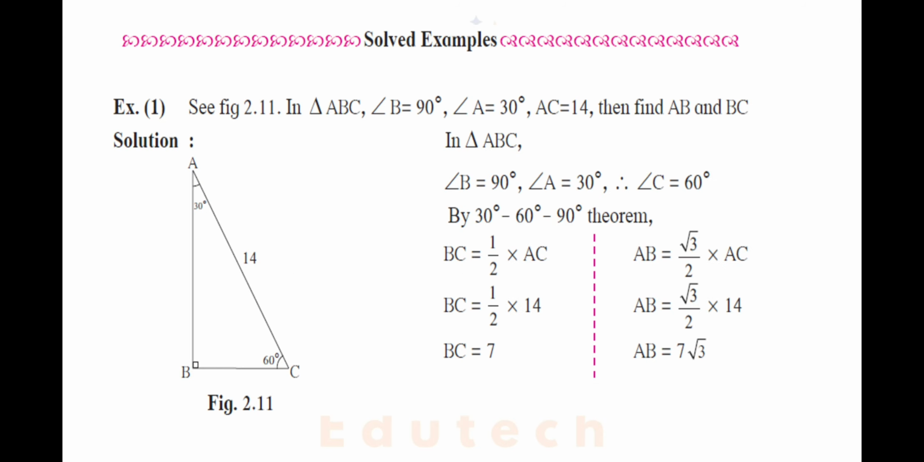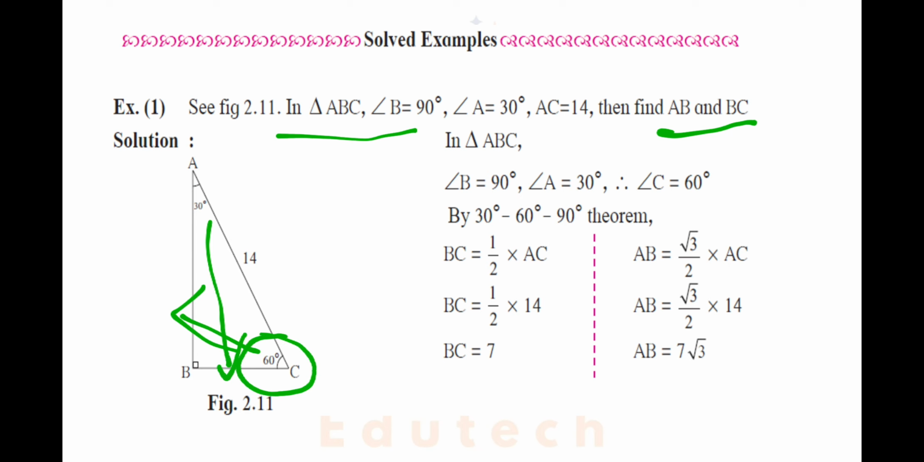Now this is the example based on your 30-60-90 theorem. This is a triangle ABC in which angle B is given, that is 90 degree, angle A is given 30 degree. So obviously the third angle becomes your 60 degree. Now you have to find the value of AB and BC. Now see, AB is opposite to your 60 degree and BC is opposite to your 30 degree. Based on this, we are applying the formula by the 30-60-90 degree theorem.